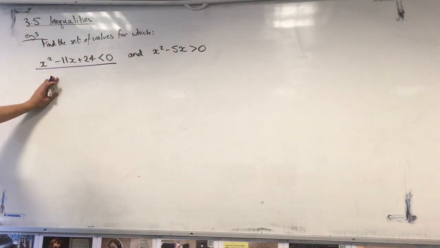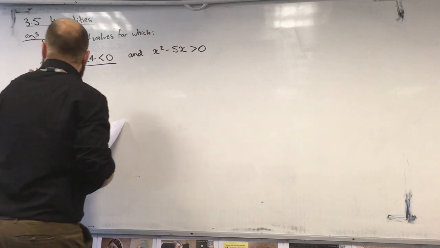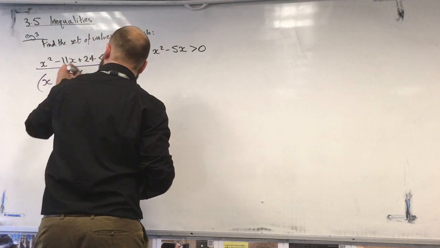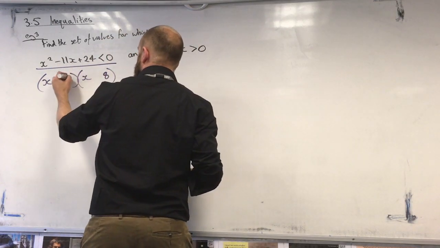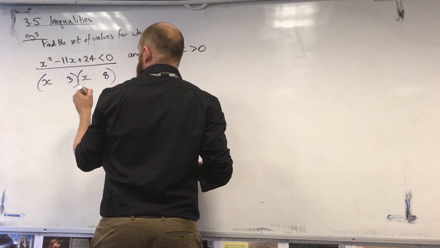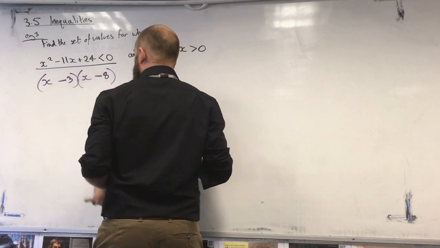So we'll start with this one. It's already all on one side, so we're ready to jump in and factorise it. To factorise this, we end up with 8 and 3. And it's going to be double minus on this one.